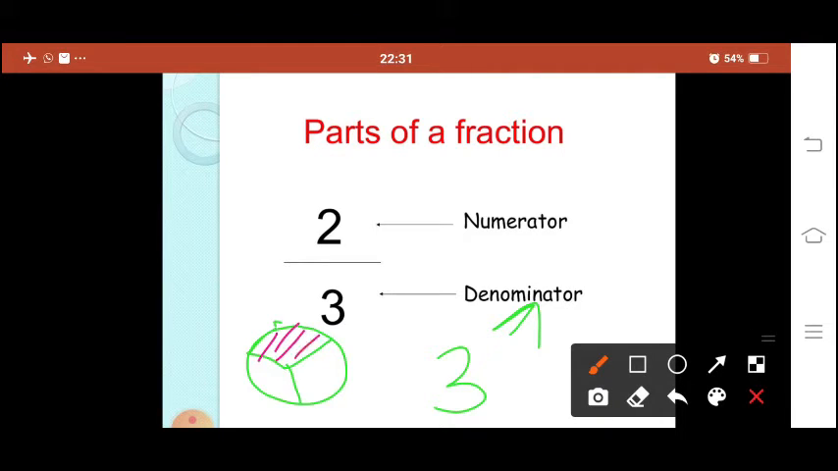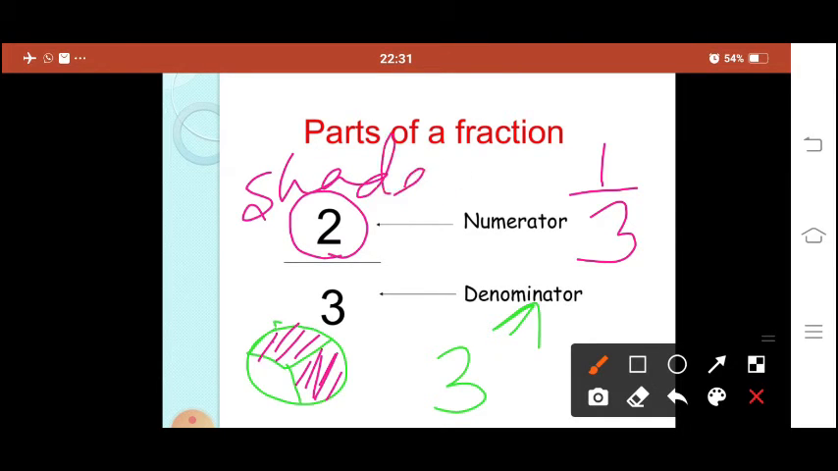In this, see, these two parts I have shaded. Among these 3 parts, 2 parts are shaded. That means 2 we will write on top, and that is called the numerator. So for the shaded part, the fraction is 2 by 3. Similarly, I can write 1 by 3. This 1 by 3 fraction is for the unshaded part.